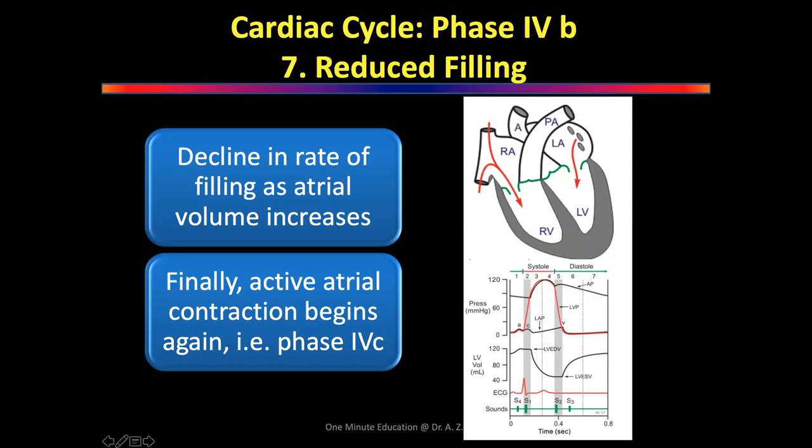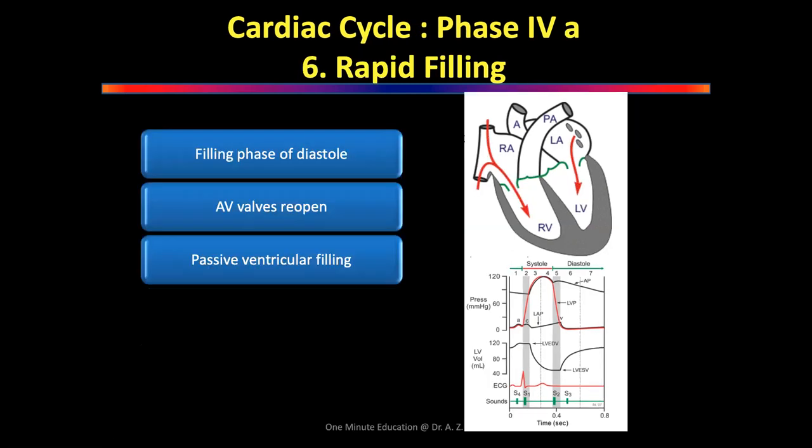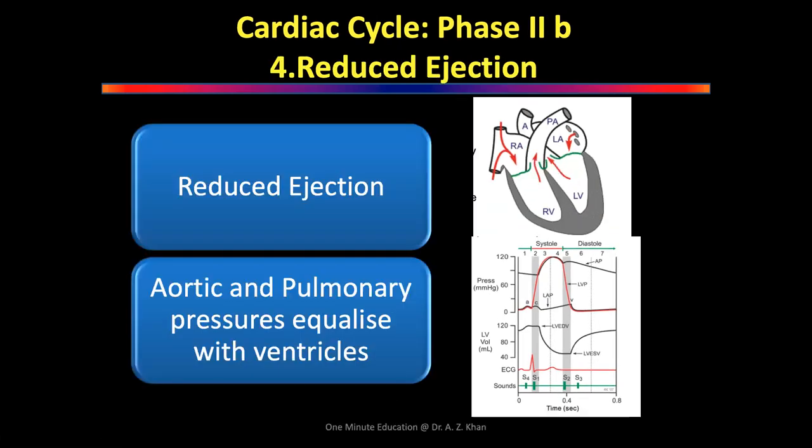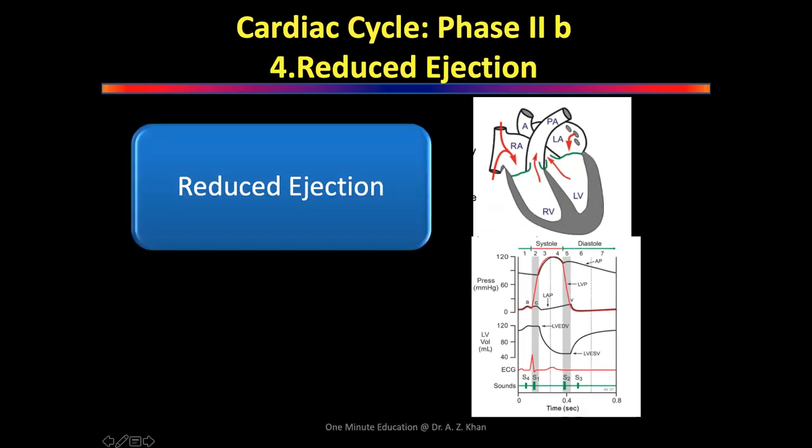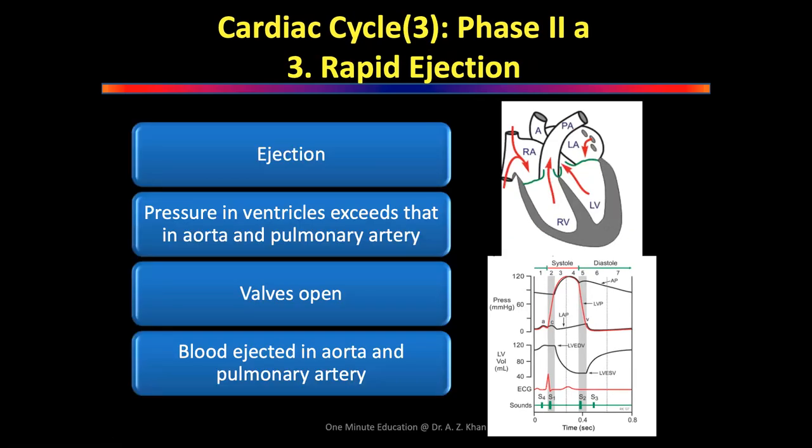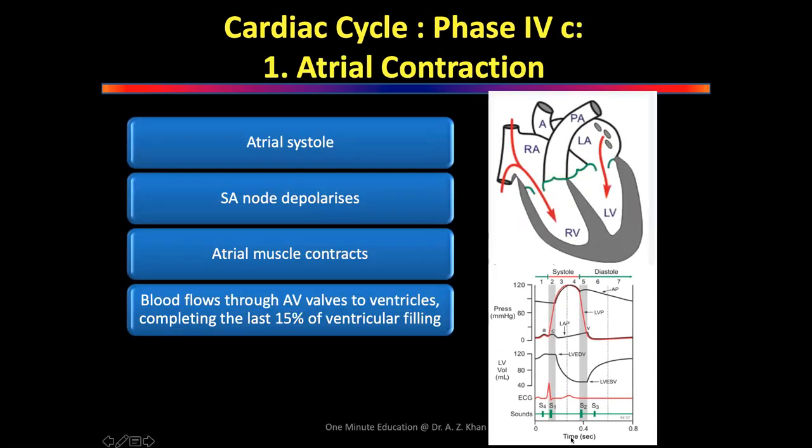So this phase from five onwards, first the rapid filling and then the reduced filling, contributes to 85 to 90% of the filling of the left ventricle. And the last 10 to 15% comes with the atrial contraction. So the valve is still open and the atrium contracts. So having come to this point, I'm quickly going to go back to the first phase again to tell you the next cycle, okay? So just one second, I'll quickly go back to the first phase to show you the next cycle. So you finished the previous cycle and the next cycle began here.